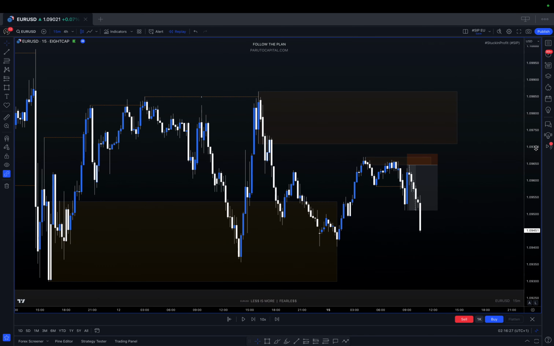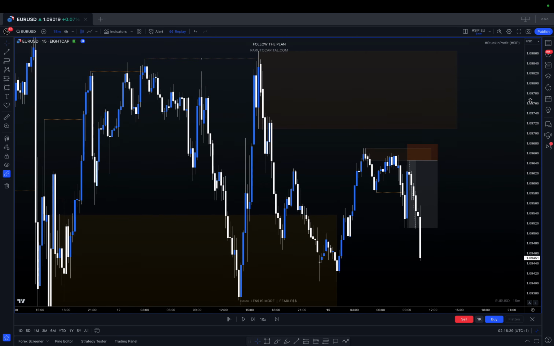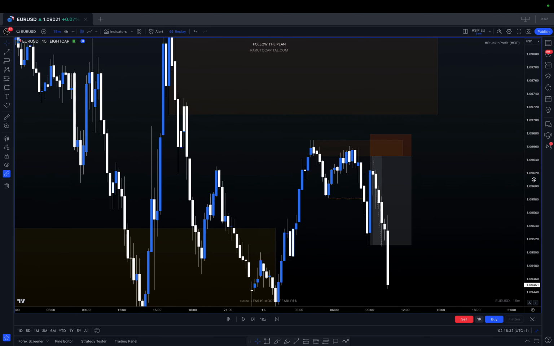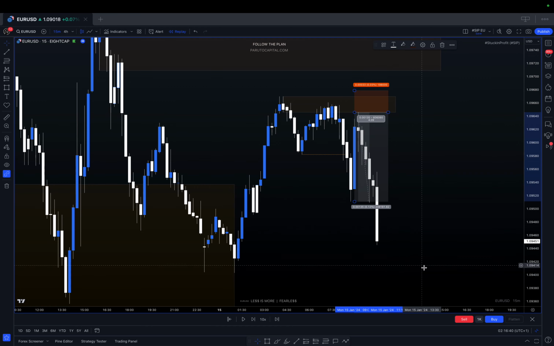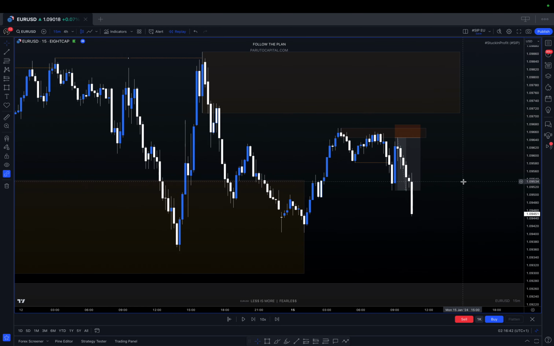It's not a perfect price setup, so we have to be very conservative with our target. That's why the target was simply the last low that was created as the market opened during London session. Okay, I hope that makes sense. So with this, we're essentially good.